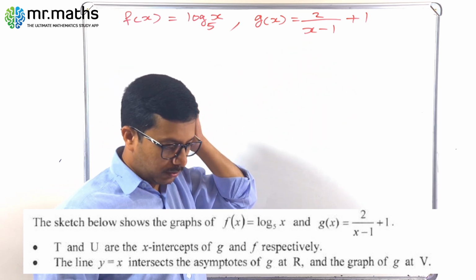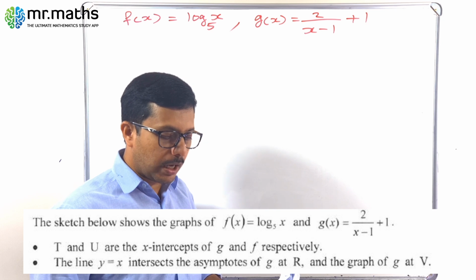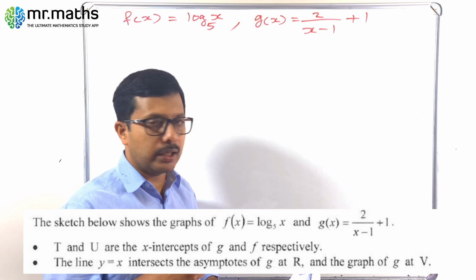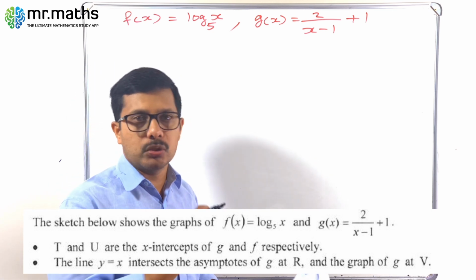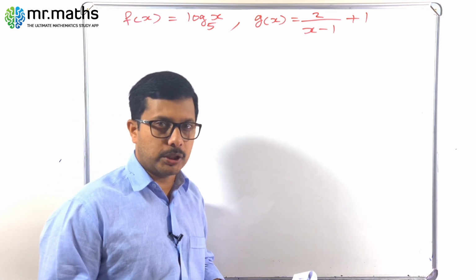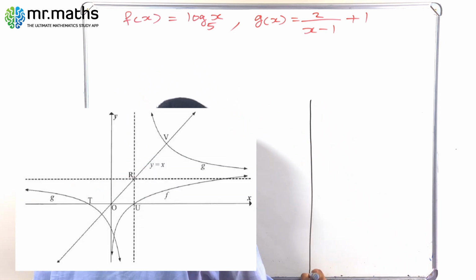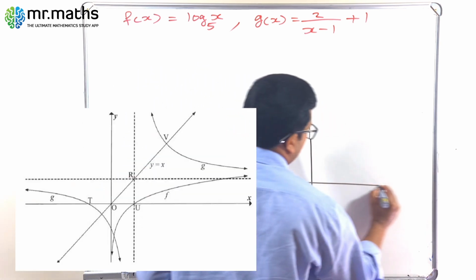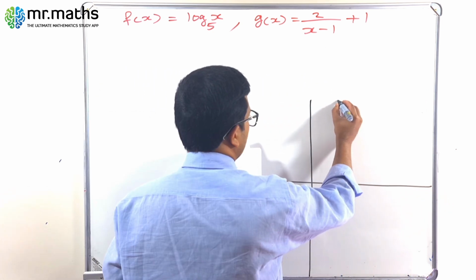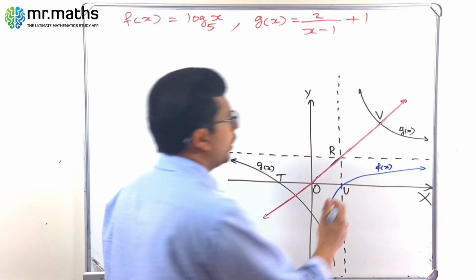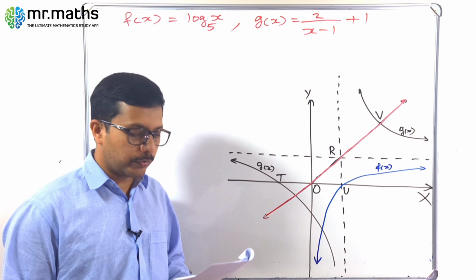So there are two graphs given, f of x and g of x, and a diagram is also drawn there. First let me draw that diagram, then based on that diagram we can answer the remaining questions. Okay, so this is the given graph. I try to draw a rough graph of that one.